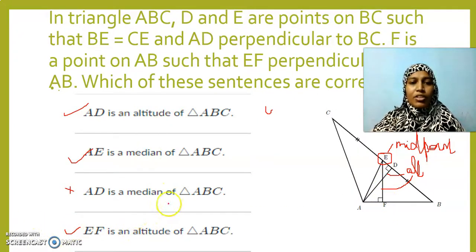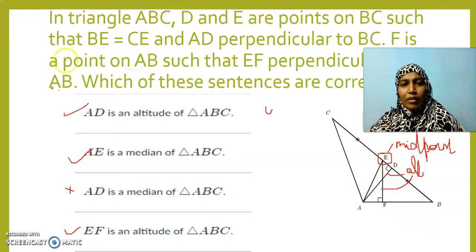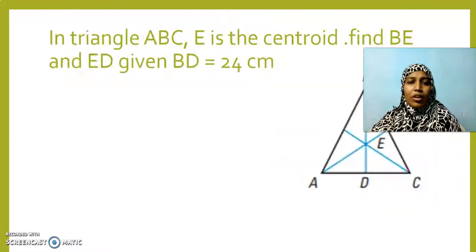Hope it is clear, my dear children. These too many points should not confuse you. Line by line, word by word, make it clear in your mind. Each and every time you read one line, sort out the points immediately. Is it clear, children? Okay, now the next question is, in a triangle ABC, E is the centroid.